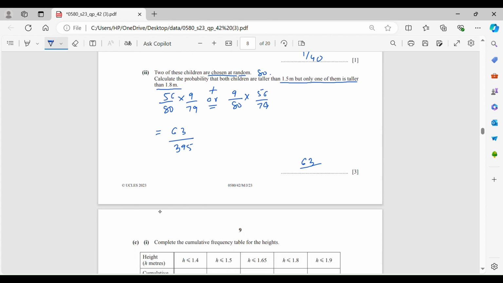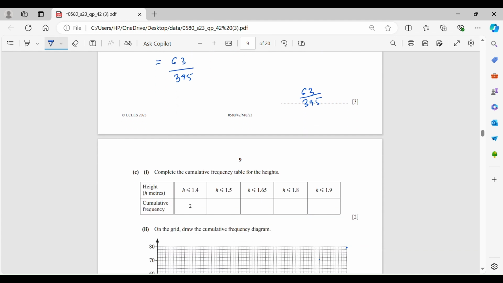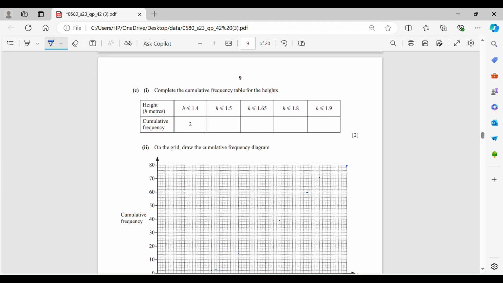63 by 395. Next, C part. Complete the cumulative frequency table for the height. We have already done it above, we just need to fill it. First will be 2 plus 13, that is 15. Next is 15 plus 24, that is 39. 39 plus 32 is 71. Then 71 plus 9 is 80.